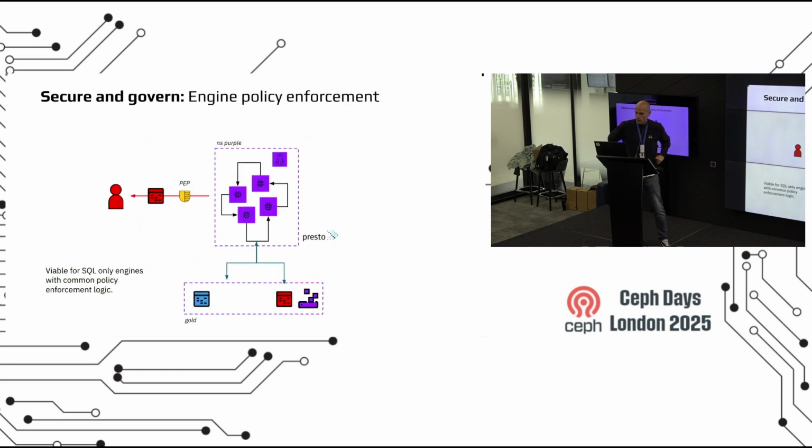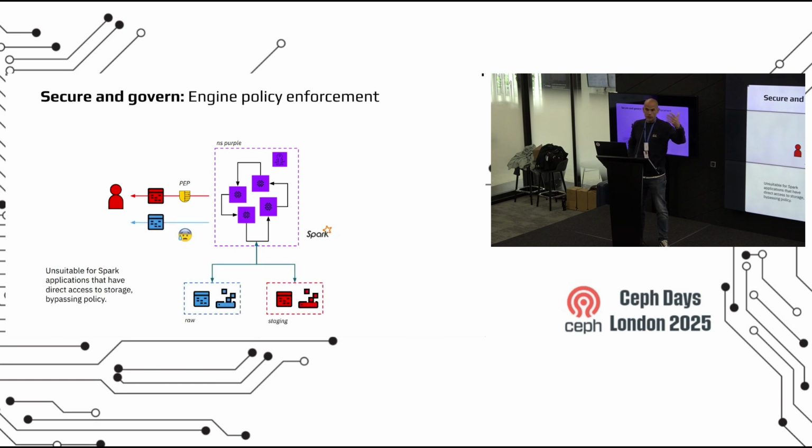Then we could say, okay, let's try and go with engine policy enforcement. As we were mentioning before, we have these query engines, especially the SQL query engines, that have a common policy that you could maybe share between all of the engines. But as soon as you, for example, run a Spark job, that Spark job can have direct access to your object storage, and automatically all of the enforcement that you were doing at the query engines is totally gone. So you can't really enforce anything here, no? So this approach wouldn't work if you have Spark jobs.